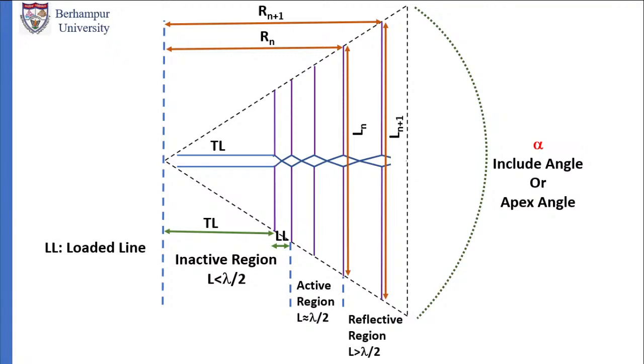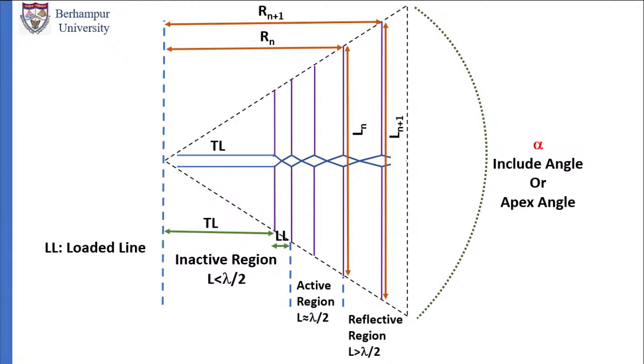Then consider the distance of the antenna from the feed point to the n plus 1th element. Let us call that distance Rn plus 1. The nth element distance is Rn. The length of the dipole for the n plus 1th element is Ln plus 1, and for the nth element is Ln. If you join the tips of the antennas, they will form a triangle. The apex of the triangle will make an angle alpha. This angle alpha is called the apex angle or the input angle. So this is about the structure of the antenna.